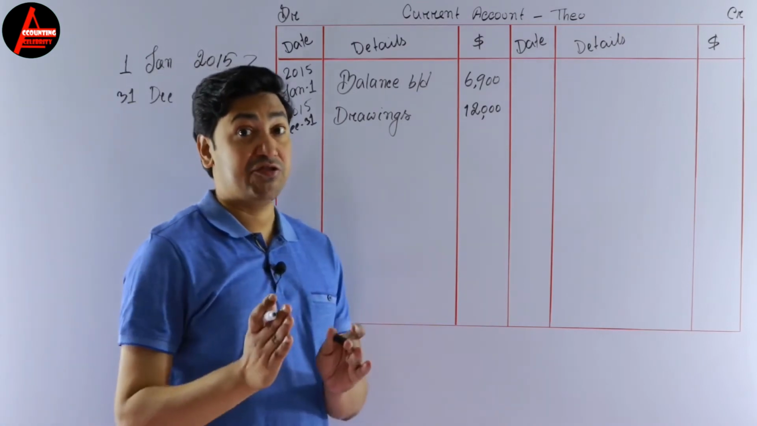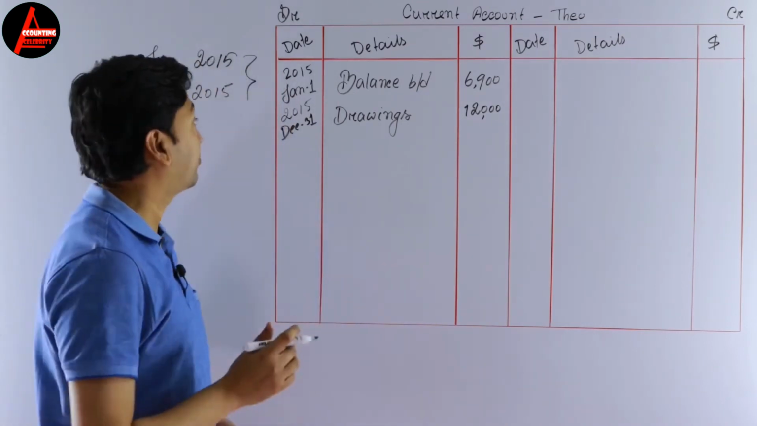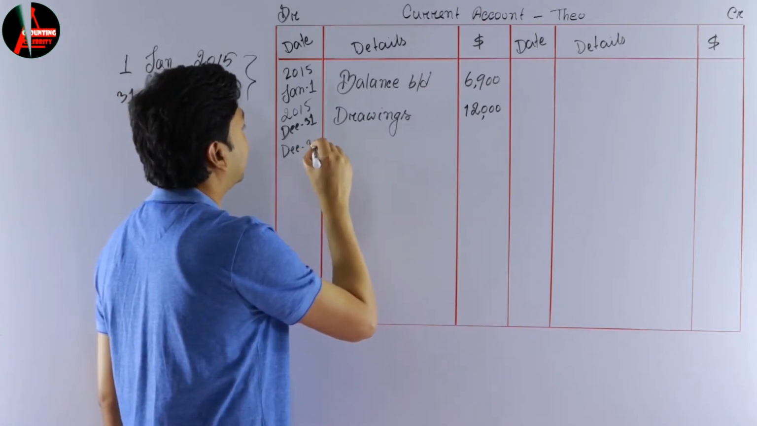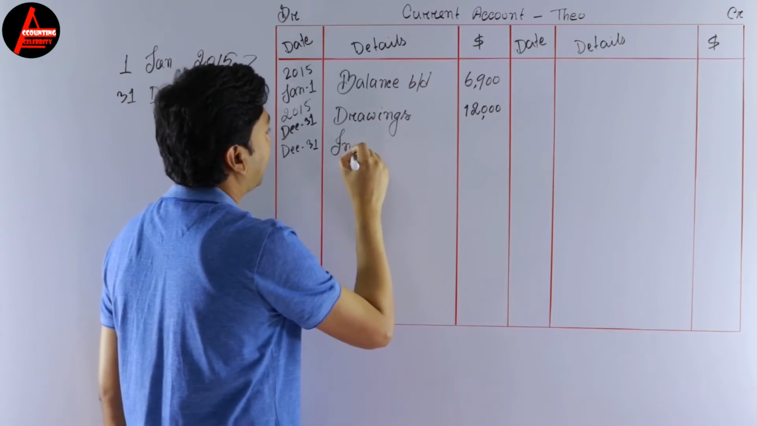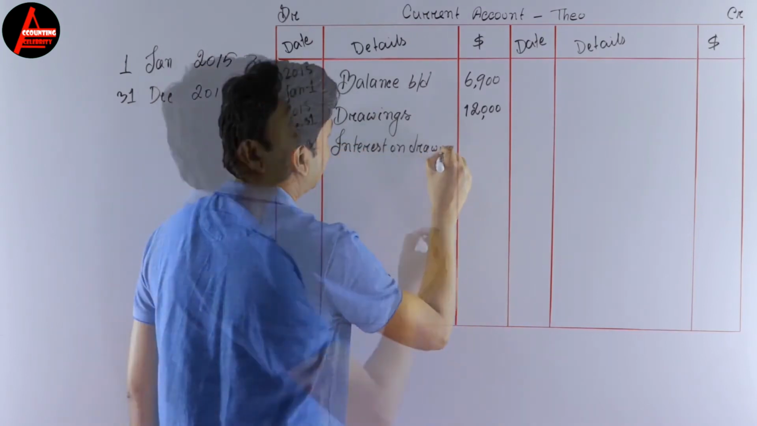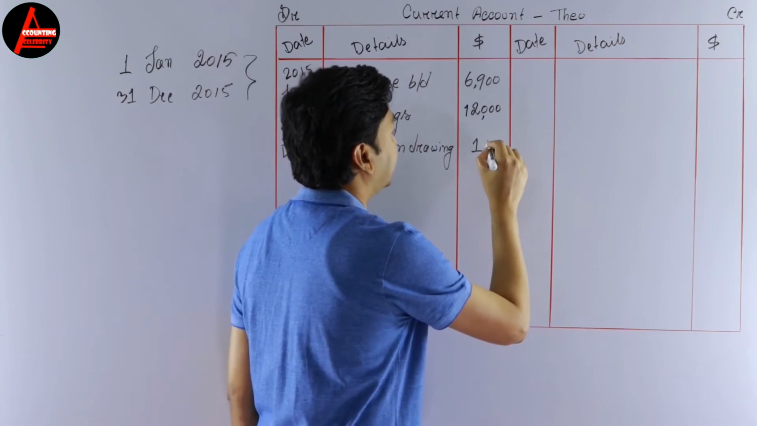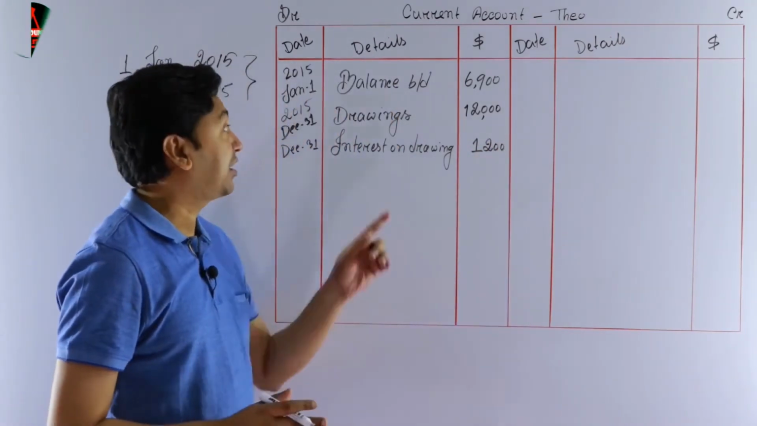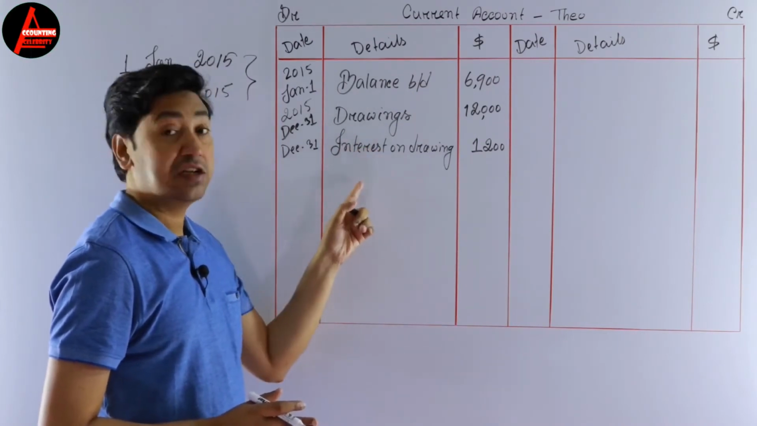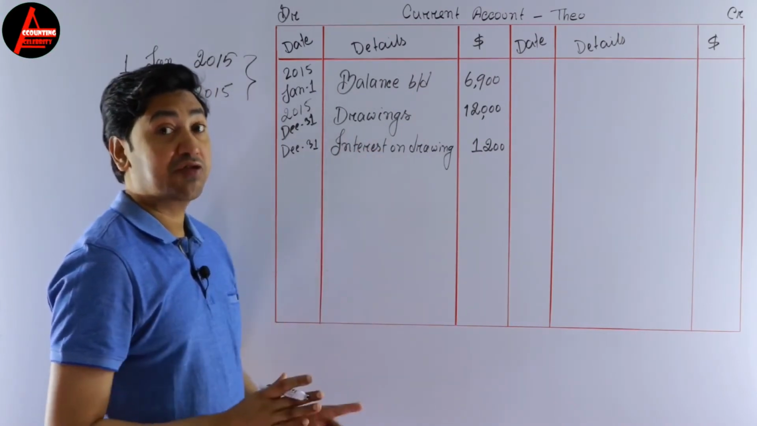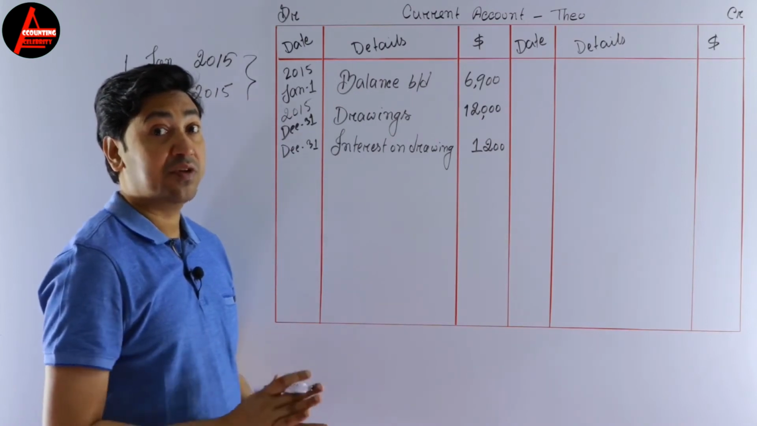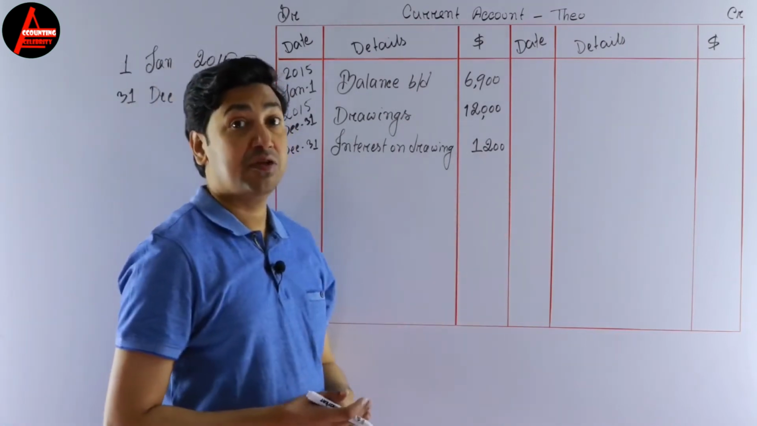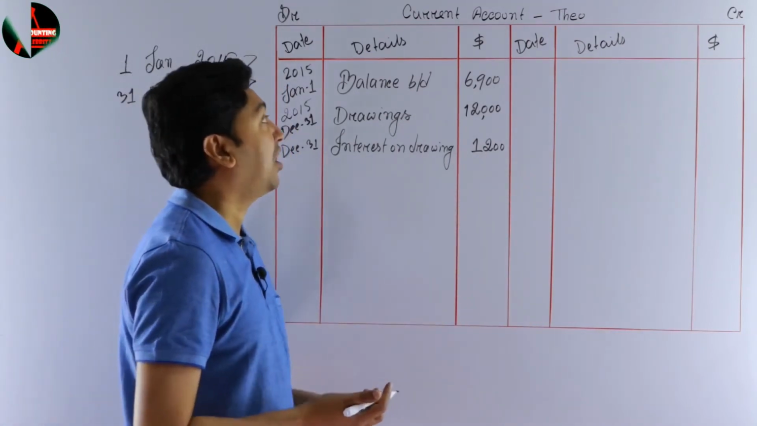Then what to record? We have interest on drawings in the question, so we have to record that one also. Same date, December 31st. Interest on drawings is $1,200, given. Okay, very good. So three items will be recorded: drawings, interest on drawings, and share of loss. In the question there is no share of loss, there is profit, which will be recorded on the credit side.